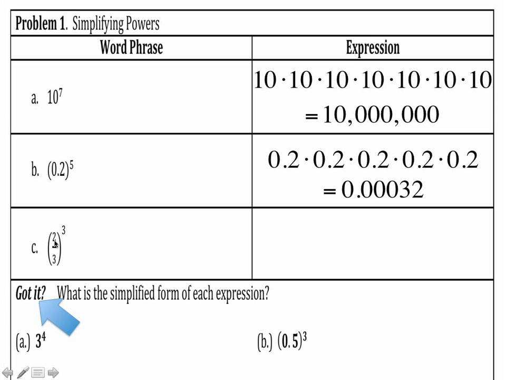All right? 2/3 to the third. So 2/3 to the third means 2/3 times 2/3 times 2/3. Simplifying fractions when I multiply is easy. Go across the top. 2 times 2 times 2 is 8. 3 times 3 times 3 is 27. So 8 over 27. Okay, we got a little got it here on the bottom. Like we said before, the got it, give that a shot. So we'll let you try that. If you need to pause it, go ahead and give those a shot.